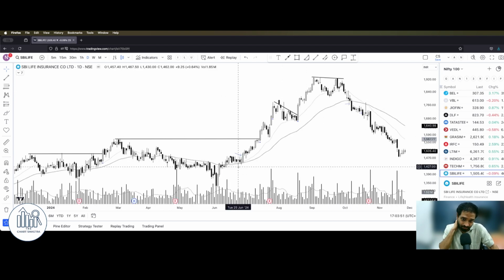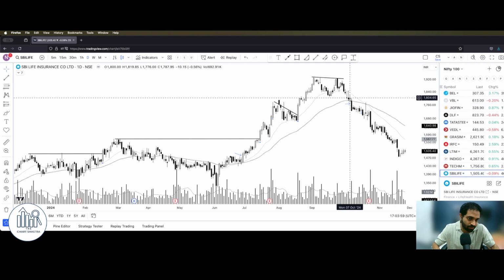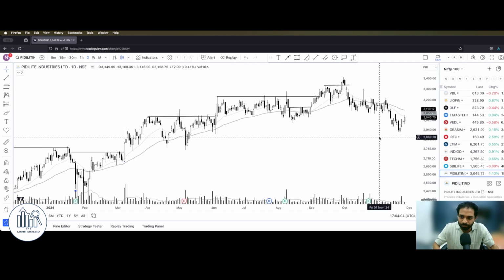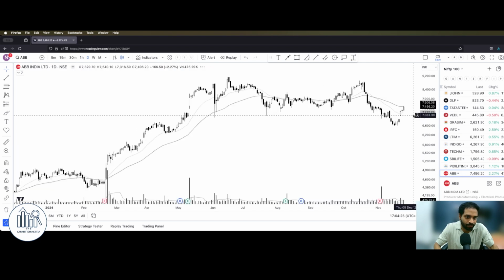SBI Life made some movement, had some hype between the budget and the correction period, but again, it quickly gave back most of its gains and is currently in a downtrend. Pidilite, this is a very slow mover, doesn't move much, doesn't fall much. I mean, probably there is nothing interesting happening inside the company. Maybe competition is eating up the market share. I don't know. I don't have much idea on the fundamentals, but this doesn't look very interesting on the chart.